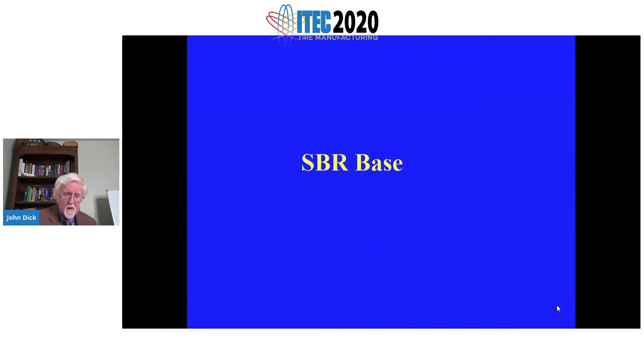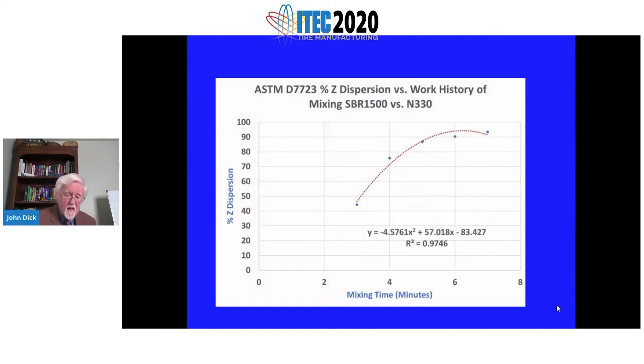So on the next slide, we're going to talk about our studies with SBR base. On the next slide, you'll see that ASTM D7723 for measuring the percent Z dispersion is plotted on the y-axis versus the work history we've applied in this special study with SBR on the x-axis. And you can see a curve that kind of reflects the law of diminishing returns, where it marginally takes more and more work history to get a marginal improvement in the dispersion. We've seen this before, and it's typical of this particular situation. But using a curvilinear regression analysis, we can get an R squared equal to about 97% predicted, which is quite good. So the percent Z dispersion worked pretty well here.